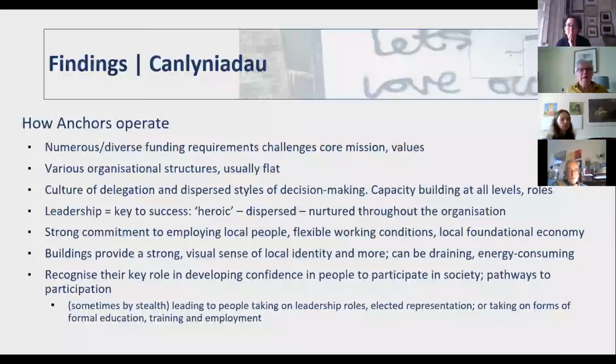Diverse funding requirements was something that came out. Stating that anchors have diverse and numerous funding requirements will not be new to anyone here. But there's a mix of demands from those funders that can, on occasions, for some of them, challenge some of their core mission and core values. By having to play that game, to accept the king's shilling, they're always having to question, are we selling out?